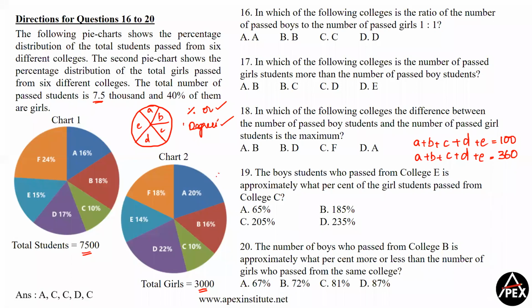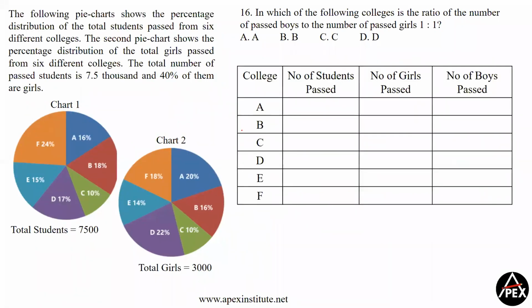Okay, now let's see how to solve this question. If I have to answer the 16th question, in which of the following colleges is the ratio of number of boys passed to the number of girls passed 1:1? To answer this question, we need to find the total number of girls passed in each college as well as boys passed in each college. Total number of students is given as 7,500. Total number of girls passed is given to be 3,000. Now can we determine the total number of students passed in each of these 6 colleges? Yes or no? We are given the percentage distribution.